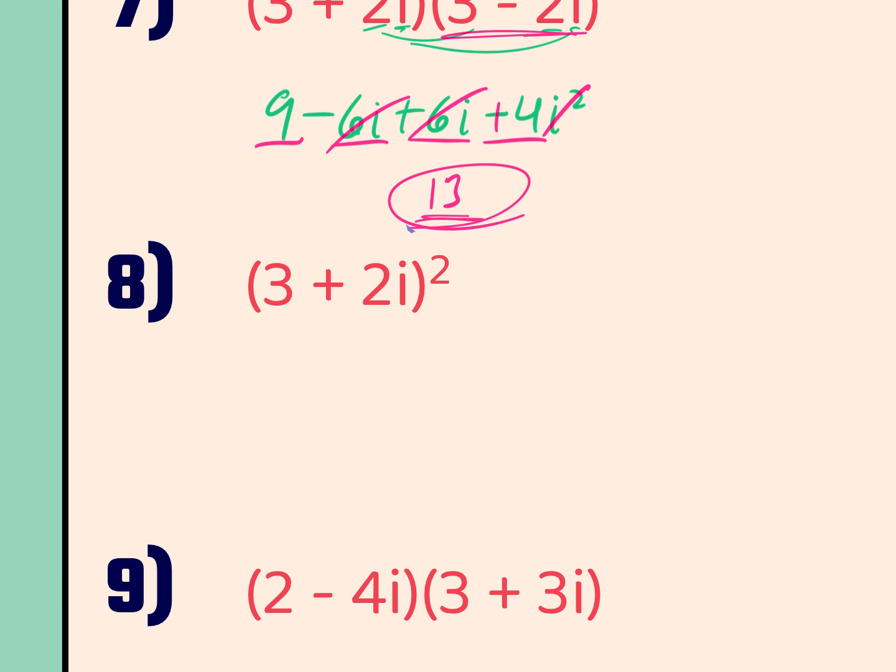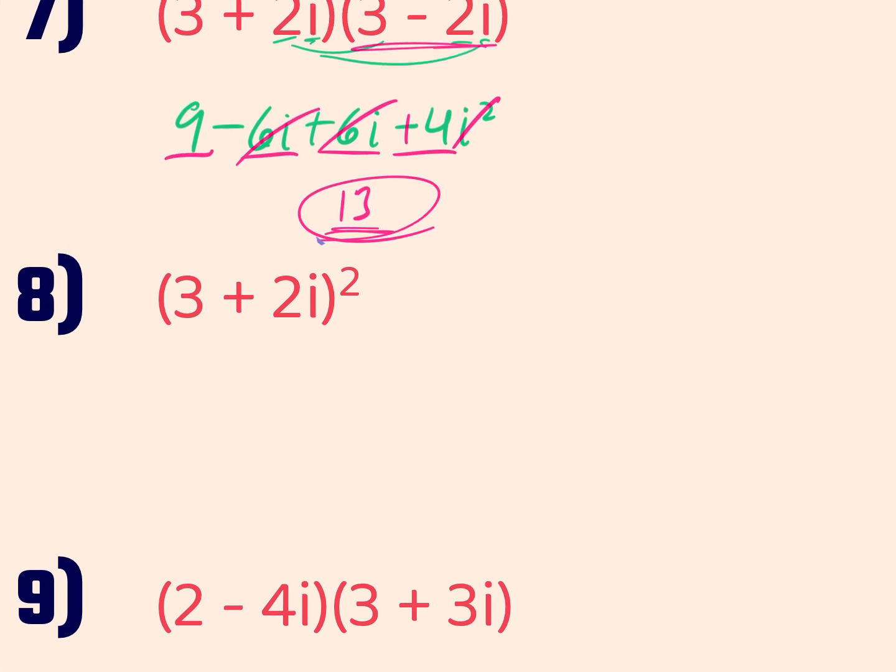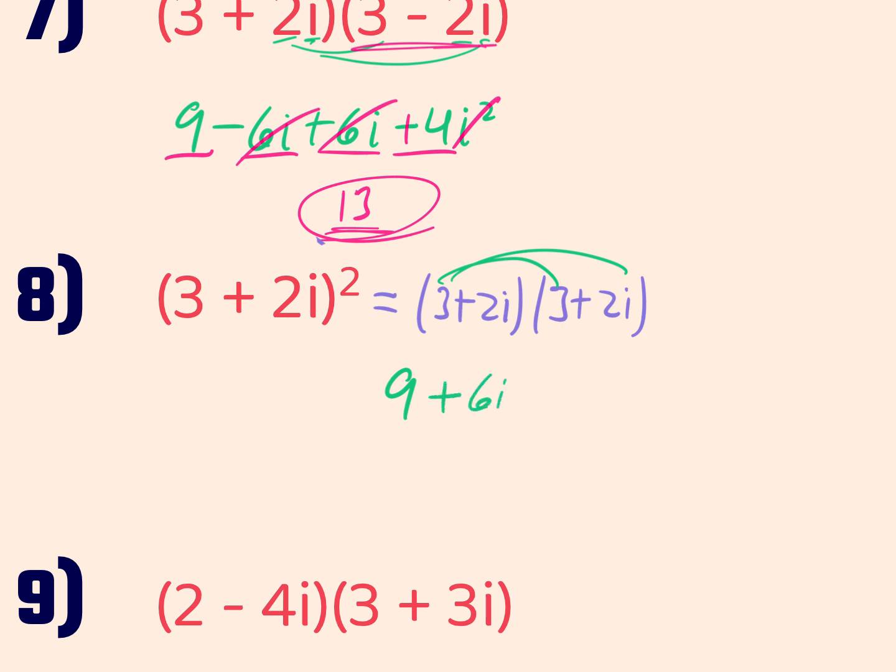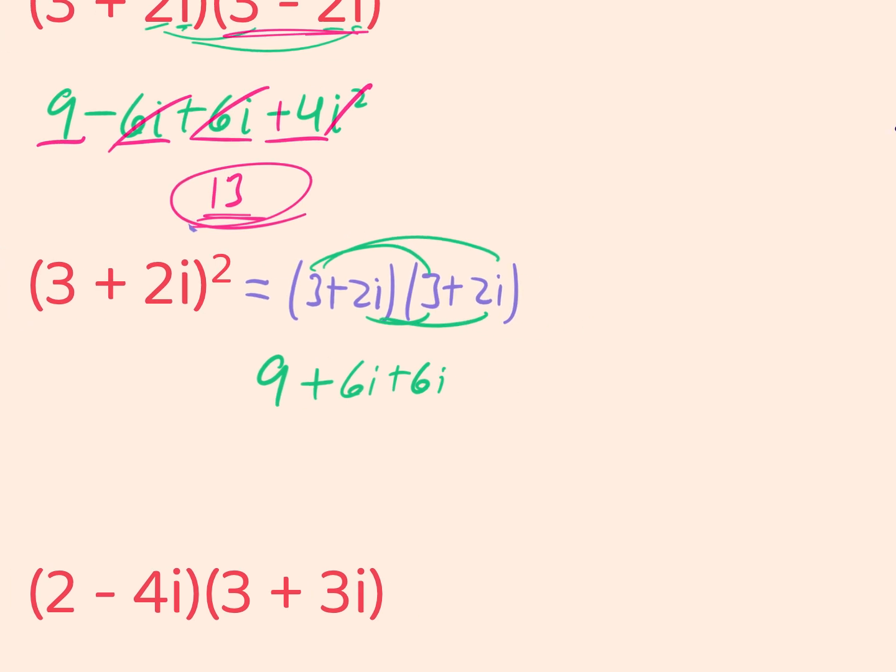What we do instead is, okay, let me erase this. You want to either memorize the special product, or you can write it out twice and FOIL it. All right, so we get 3 plus 2i times 3 plus 2i. All right, let's do this and let's FOIL it. When we FOIL it, let's see what happens. We get 3 times 3, which is 9, 3 times 2i, which is 6i, 2i times 3, which is another 6i, and then 2i times 2i is going to get us plus 4i squared.